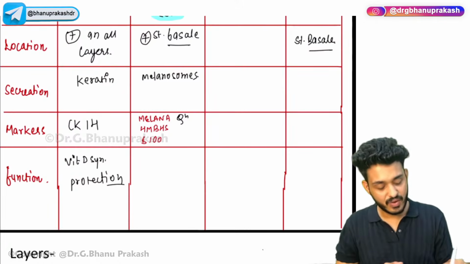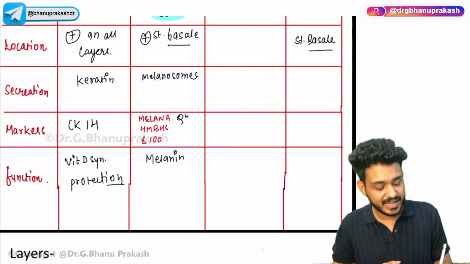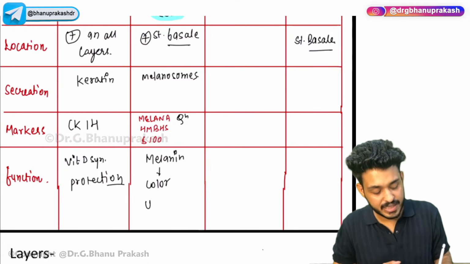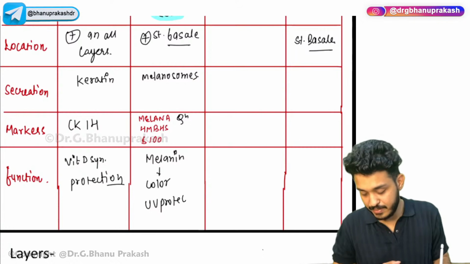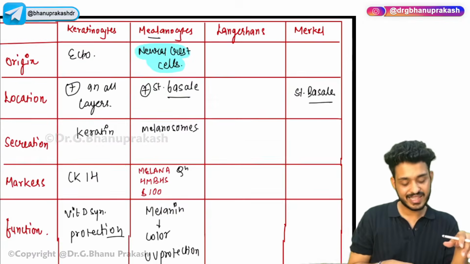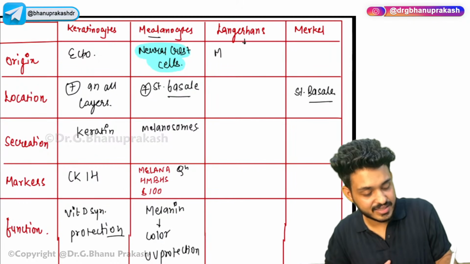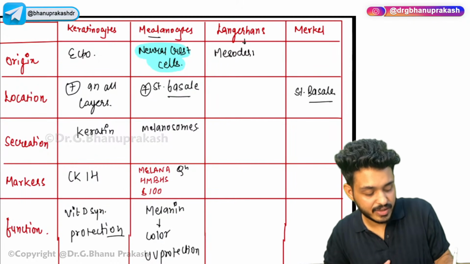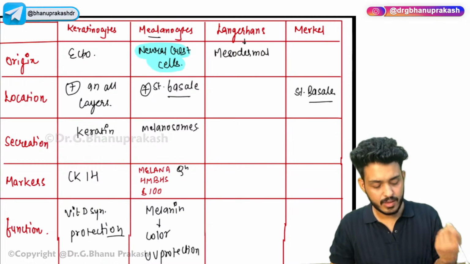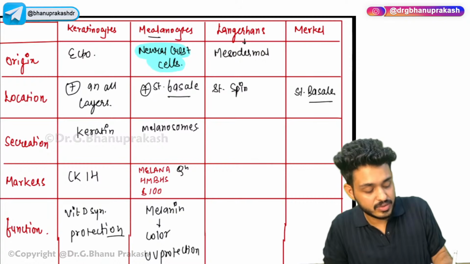Okay, what are the functions, sir? They will be providing melanin, and melanin's function we have already discussed. It would be giving color, and it will be giving UV protection. So these are the important things about this particular cell, right? Next one, Langerhans cells, sir, it is mesodermal in origin. We have already discussed, that is coming from the bone marrow, right? Second thing, it will be majorly present in your stratum spinosum.